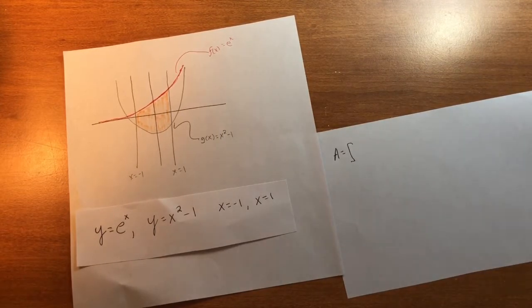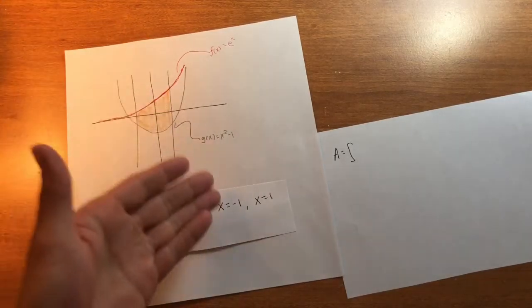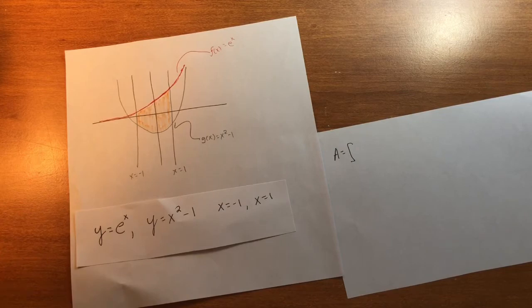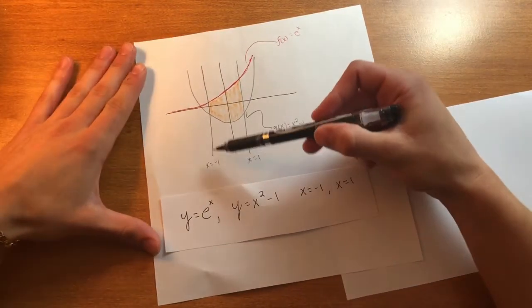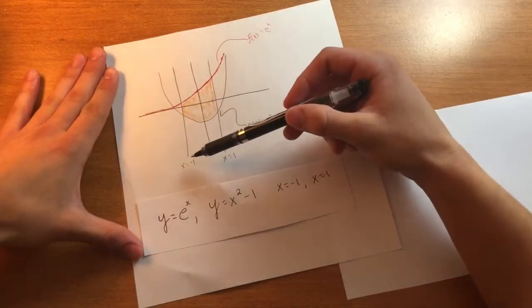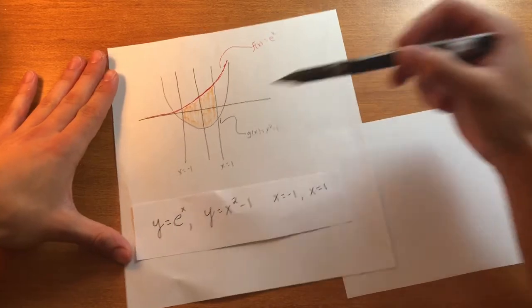Now we want to set up this integral. Well, we have to decide, do we want to make this integral with respect to x or with respect to y? If you do it with respect to y, it's going to be a bit more complicated and take a lot more work. Here we have a function of x, another function of x, and vertical lines x equals -1 and x equals 1. So we're going to set this integral up with respect to x. From left to right, the limits of the integral are going to be from -1 to 1.